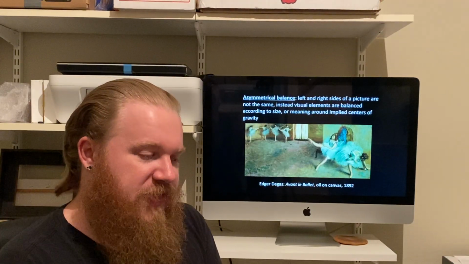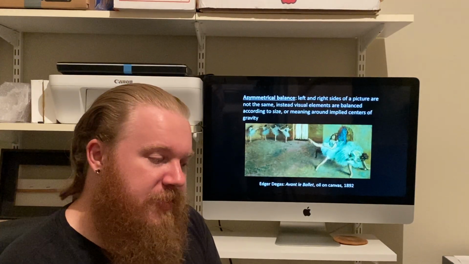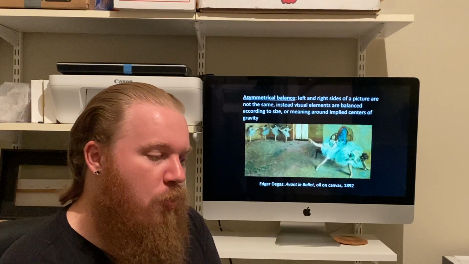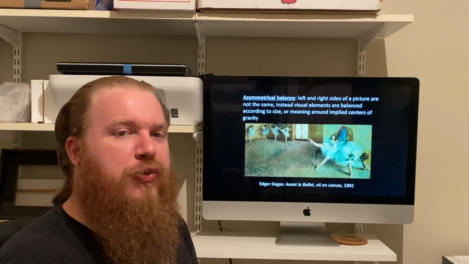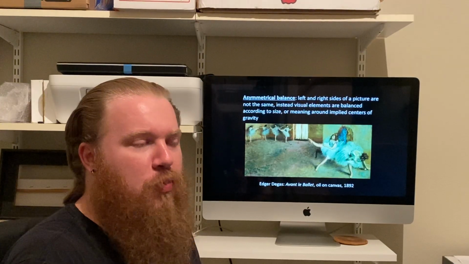Now, this is opposed to, say, asymmetrical balance, and this is when the left and right sides of a picture are not the same. Instead, visual elements are balanced according to size or meaning around implied centers of gravity. And so this is what's going to be used in painting and sculpture much more heavily.